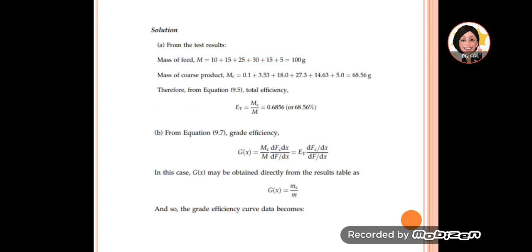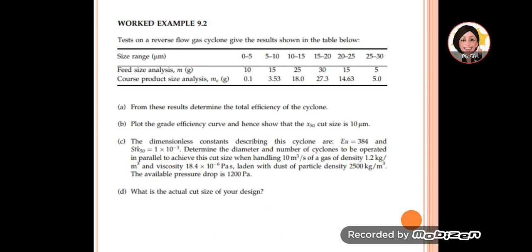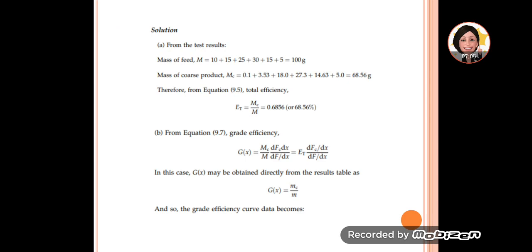Okay, let's look into it. First of all, from the results, the total mass was 100 and the cost product was 65. The total was simply adding up the mass and also the cost product. The total efficiency is affected by the mass of the cost products, so we get the total efficiency as 68.56%.